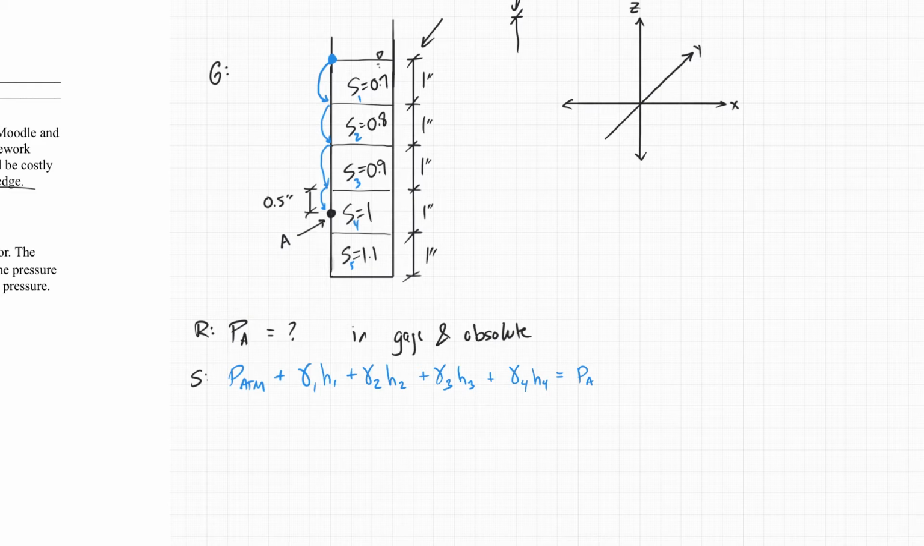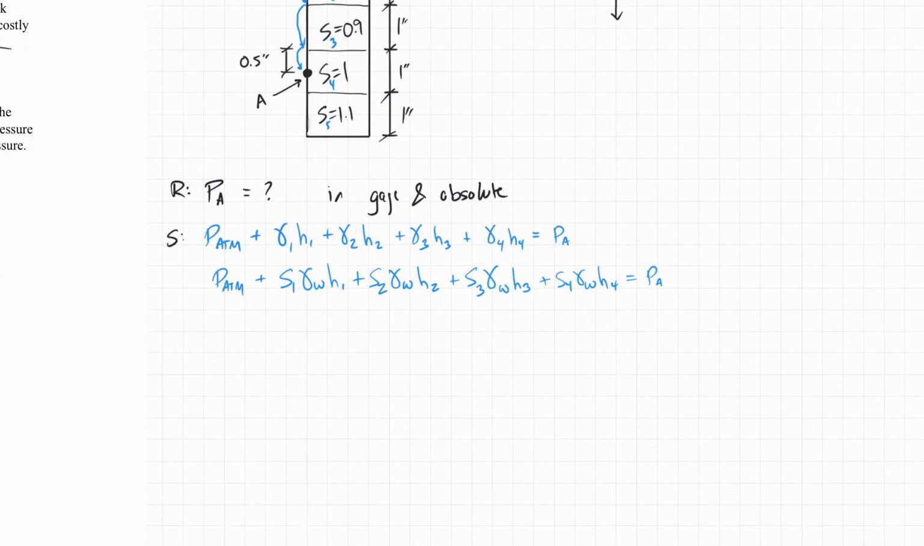Okay, and that's how we set this problem up. Moving downwards through the fluid, the pressure increases. Moving upward, the pressure decreases. So now we just have to do some algebra here. I'm going to leave PATM as is because that's going to make things a lot easier. So I'm going to do PATM plus gamma 1, well, that's going to be S1 times the gamma of water, H1, plus gamma 2, well, that's S2 times the gamma of water, H2, plus gamma 3, well, that's S3 times the gamma of water times H3, and gamma 4, that's S4 times the gamma of water times H4, equals PA.